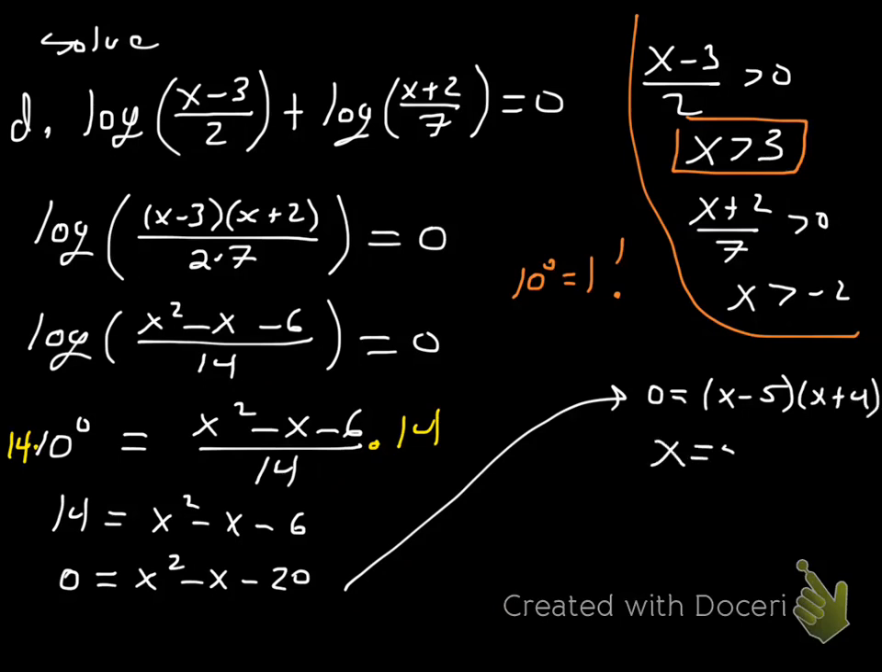So if x minus 5 is a factor, x equals 5 is a root. If x plus 4 is a factor, then x equals negative 4 is a root. Okay. Our restriction was x is greater than 3, so x equals 5 is good. However, x equals negative 4 is not, so we're going to throw that one out.